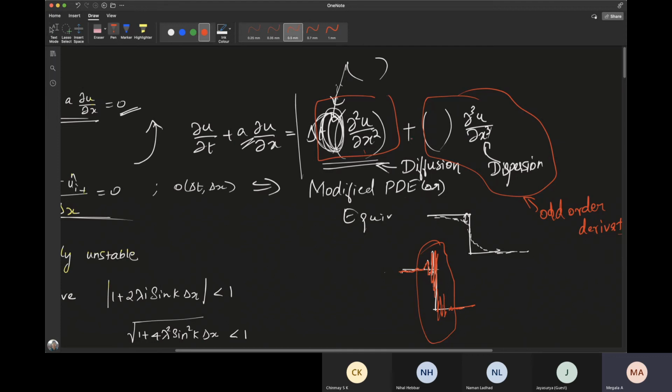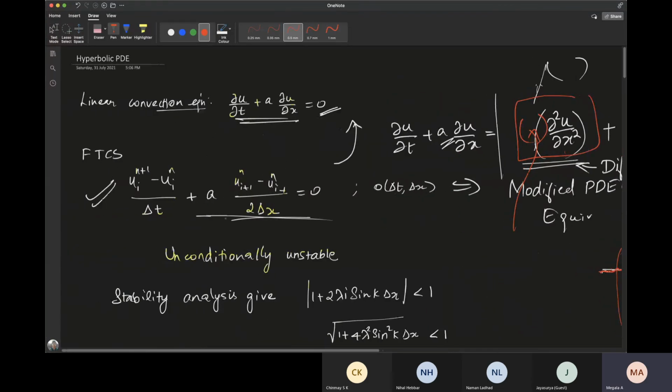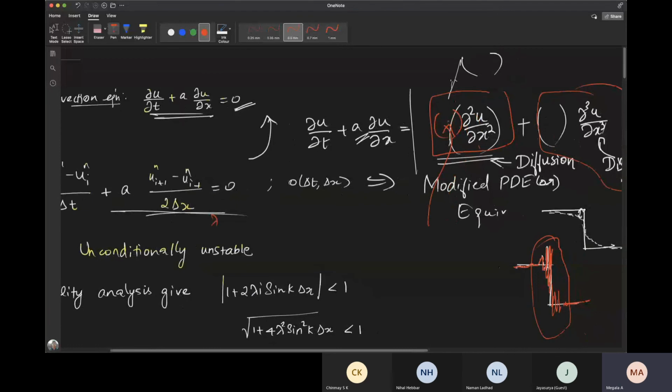You can control your diffusion by using these coefficients that will appear over here, in front of these even order derivatives. If you can somehow control those coefficients, then you can reduce your diffusion. Or else you can introduce some parameters in your scheme such that those parameters will appear here as coefficients, and then you can have a control.